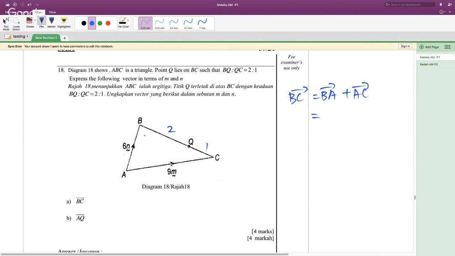So B to A is the opposite direction, isn't it? So you will get negative. And A to C is just positive. All right, so very easy. And then what I do is I want to find AQ.